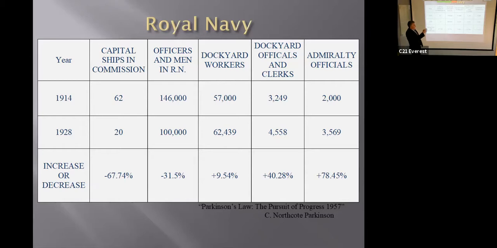Then notice what happened, though. The number of dockyard workers actually increased by 9%. The dockyard officials and clerks by 40%, and then the upper echelon, the upper management, increased by 78%. So the question I have for you guys is, why would the number of ships decrease? I know why the number of ships decreased, but why would the number of upper management people increase as the number of ships decrease?